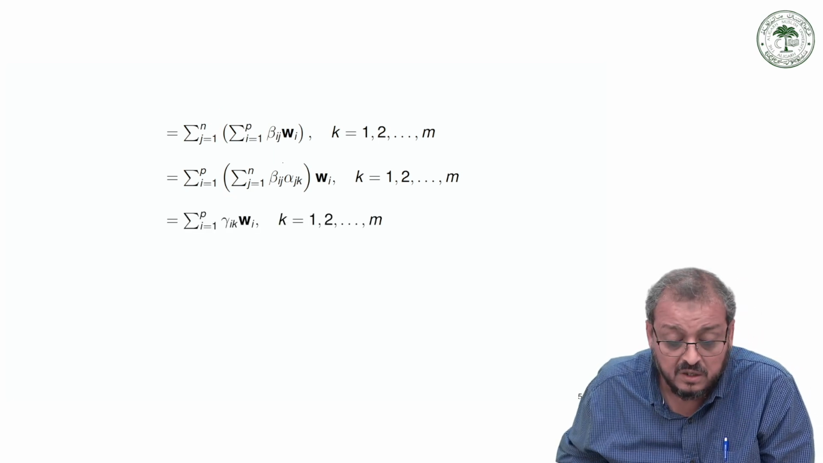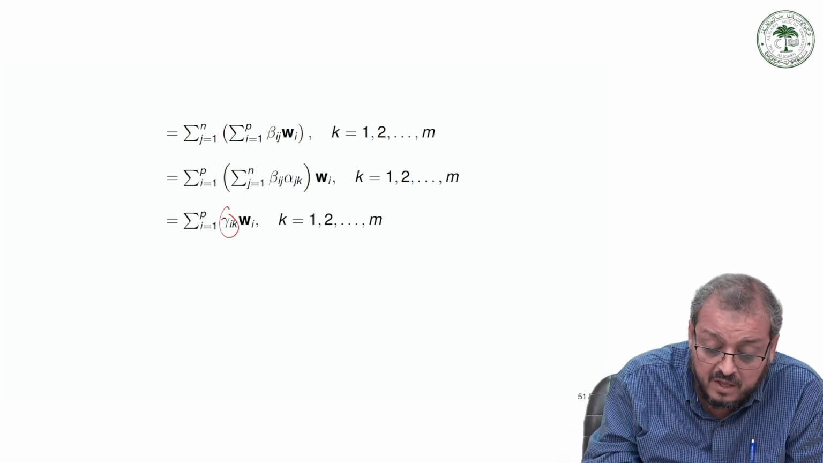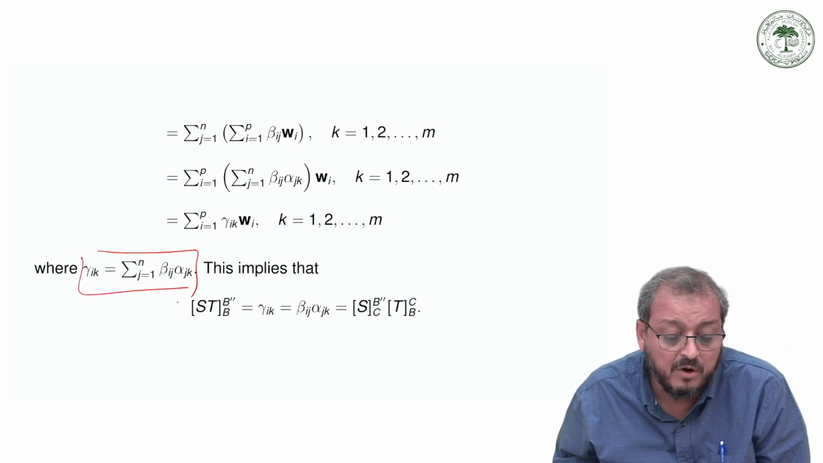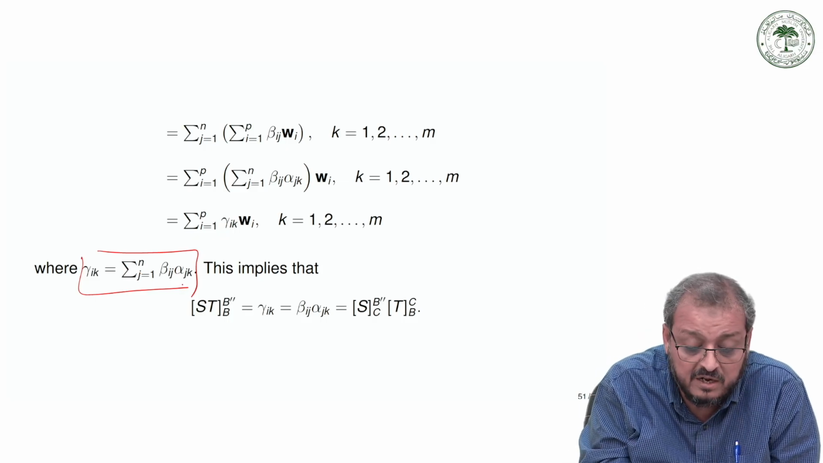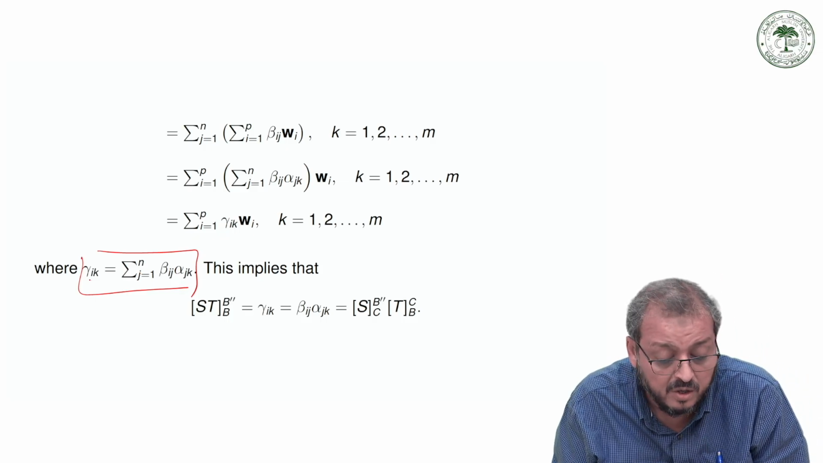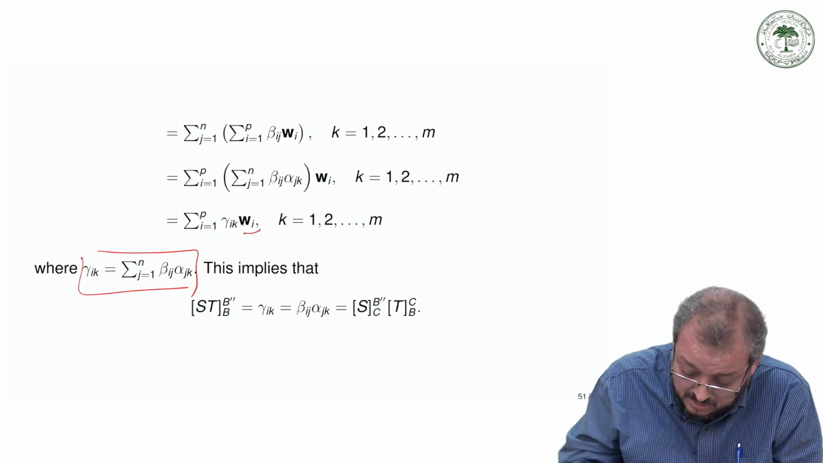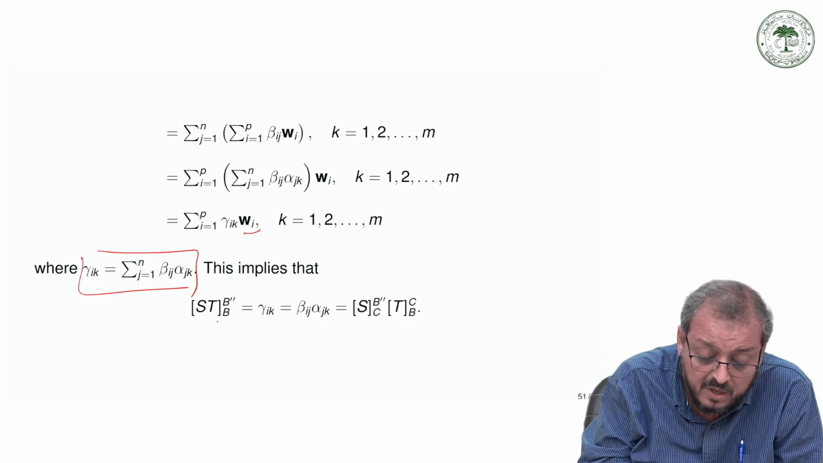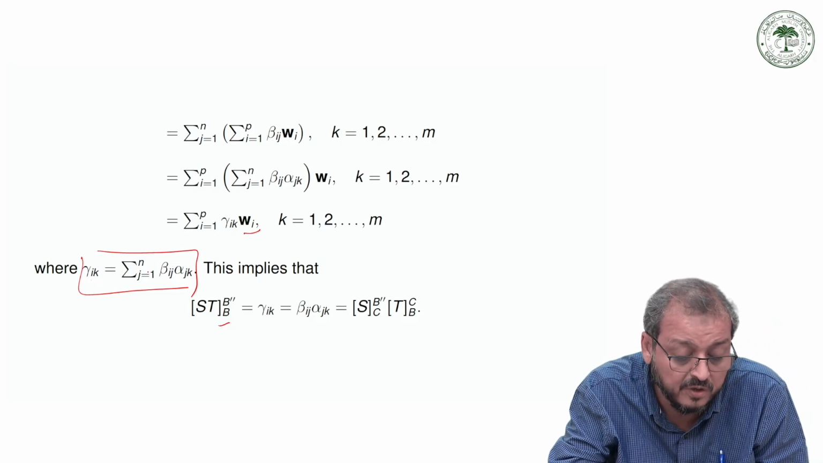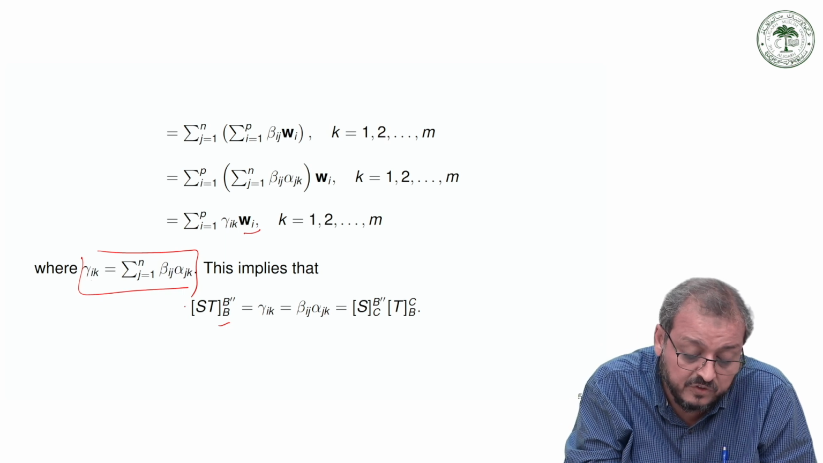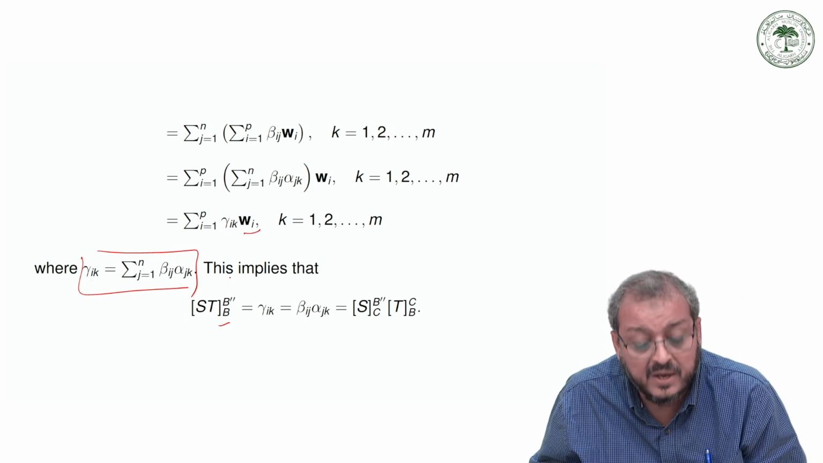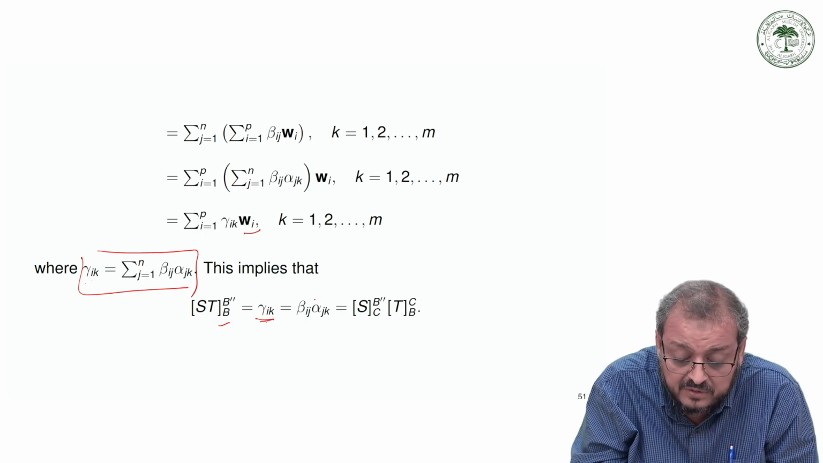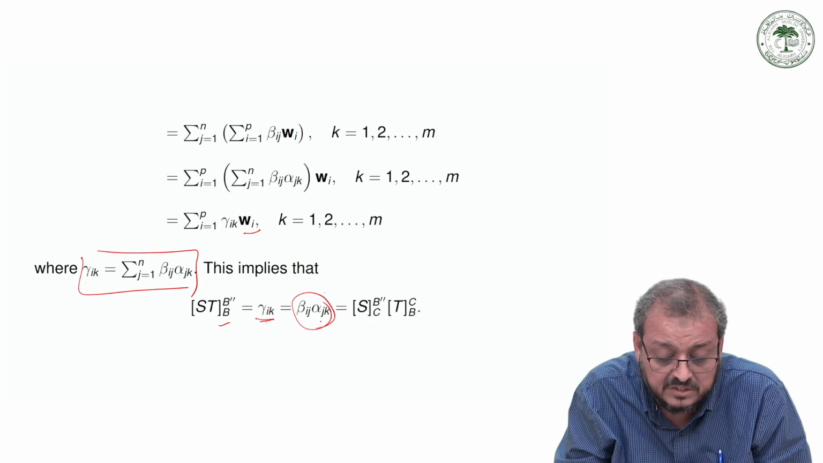Now because of this sum, we just state that gamma ik is equal to the sum of j running 1 to n of beta ij alpha jk. Now we take the composition from u to w. So we have B, and the composition corresponds to the basis B double prime. So this is gamma ik, and gamma ik is equal to the sum of alpha ij beta ij.